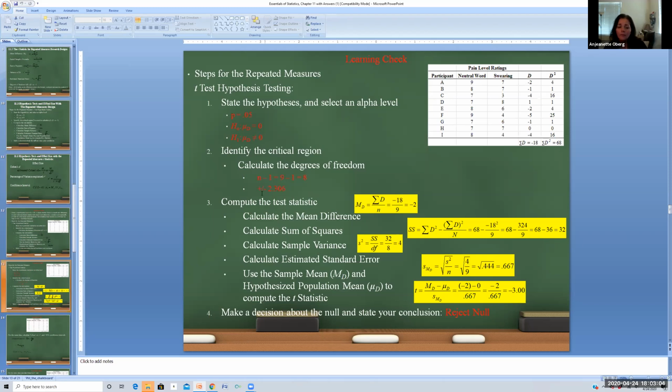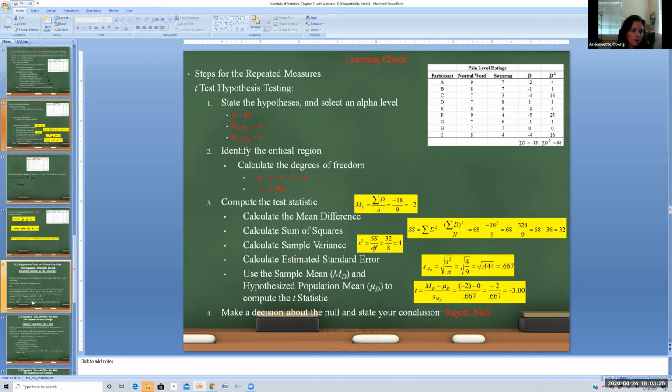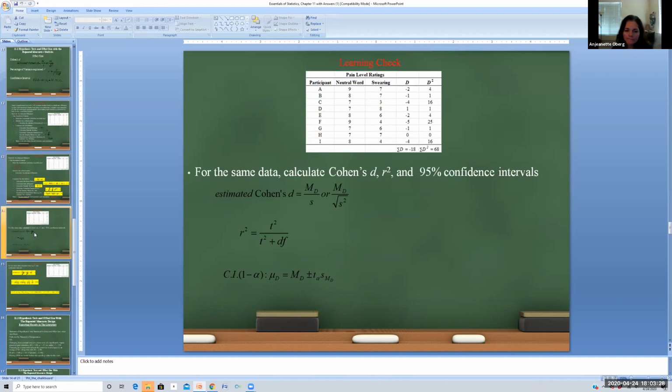So negative 2 divided by 0.667 equals negative 3. It is beyond my boundary, which means it was significant, so I reject the null, okay? There were significant differences in reported pain tolerance for individuals when they were swearing compared to when they were using neutral words, okay? Okay, let's go to our next one.